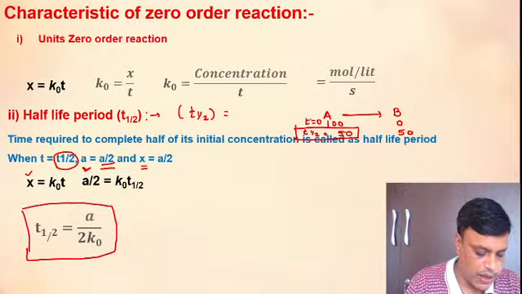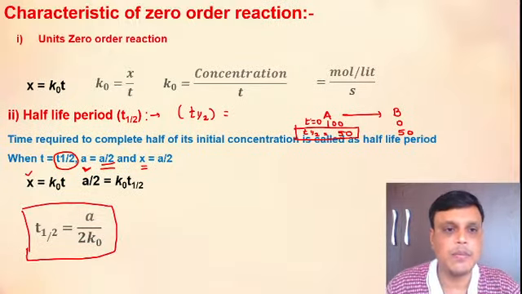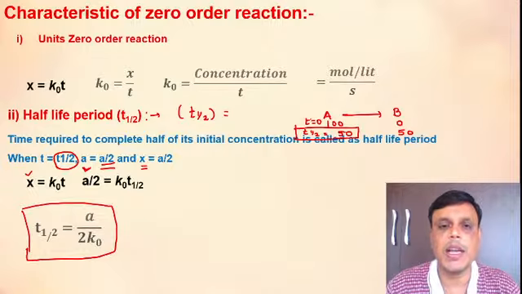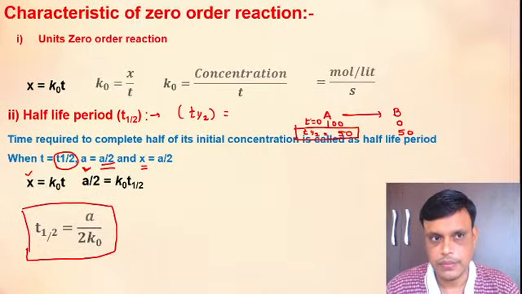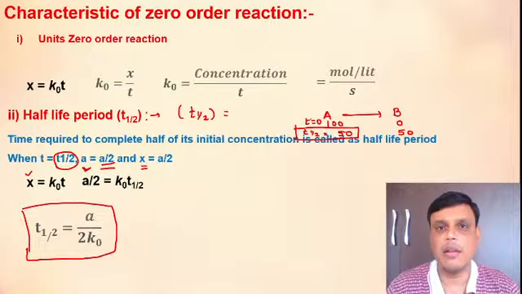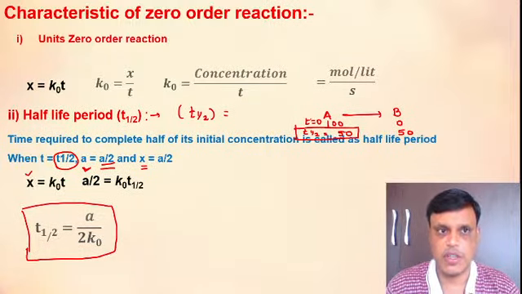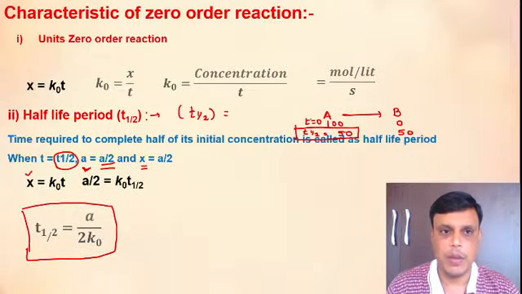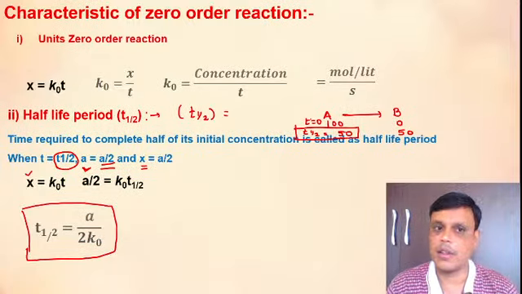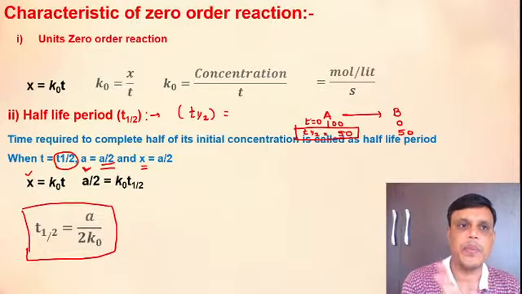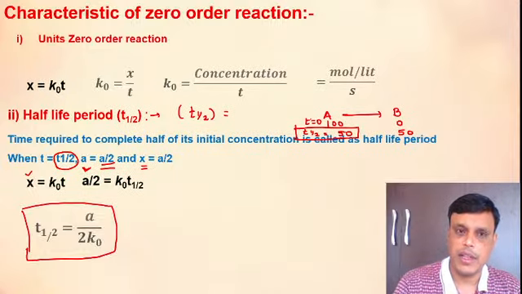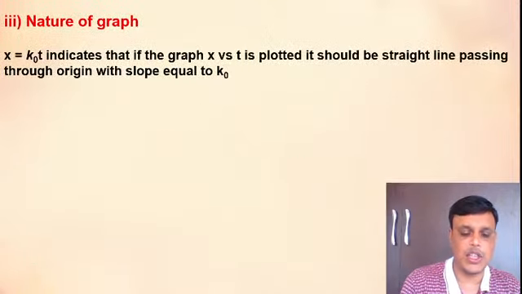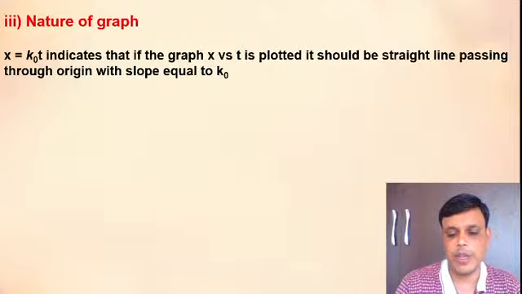What is half-life period? The half-life period is the time required to complete half of its initial concentration. This is the second most important characteristic of zero order reactions. First we saw units, second is half-life period. Then we will see the third: nature of graph. Nature of graph is also very, very important.